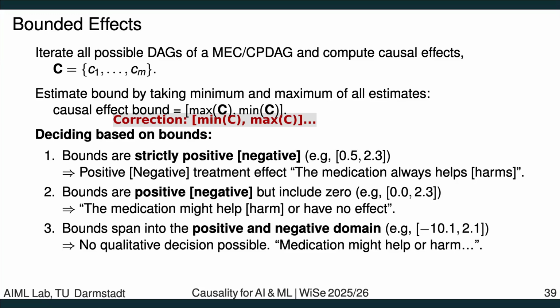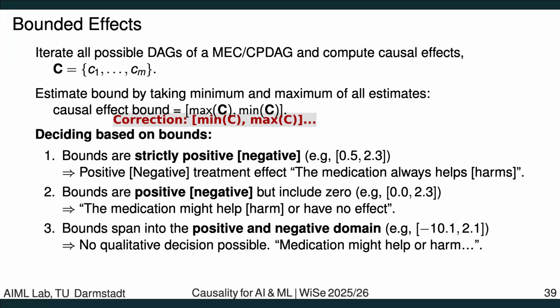And don't be misled with this kind of thing. So this is not a bound or some probabilistic thing where you say, oh yes, sometimes the effect might be positive and sometimes it might be 0. No, these bounds are what could be, but we assume there is one underlying true causal graph. One of those DAGs that we iterate over is the true one. We just don't know which one.